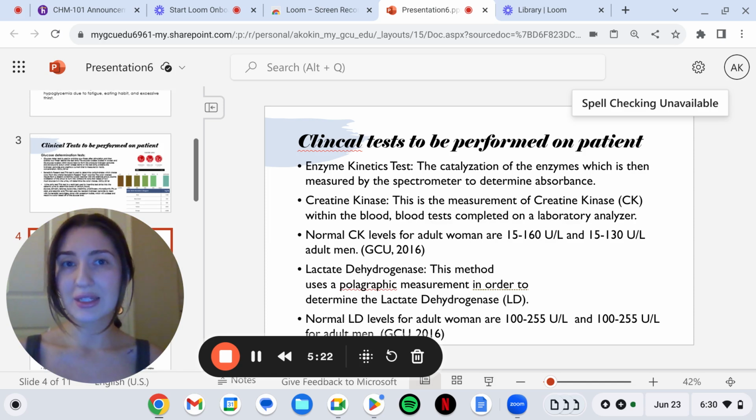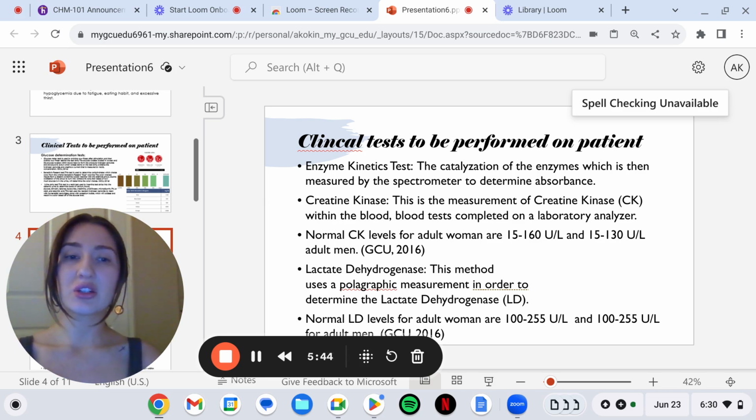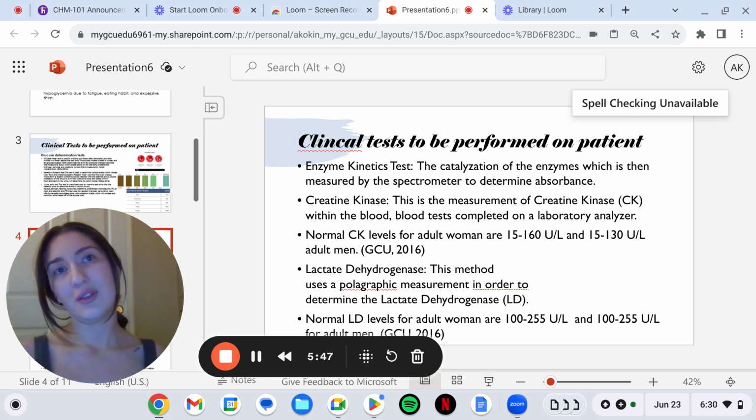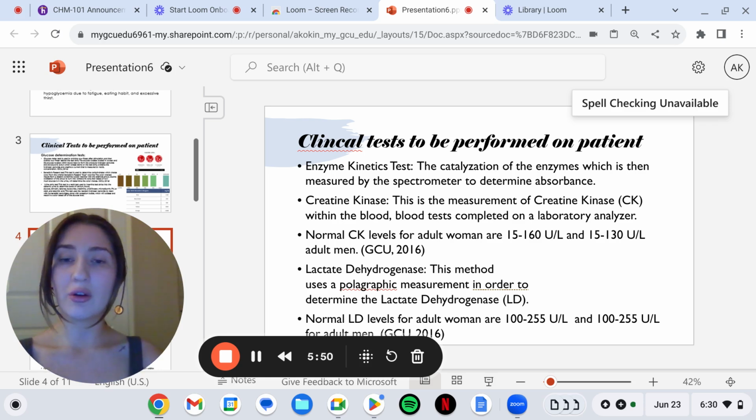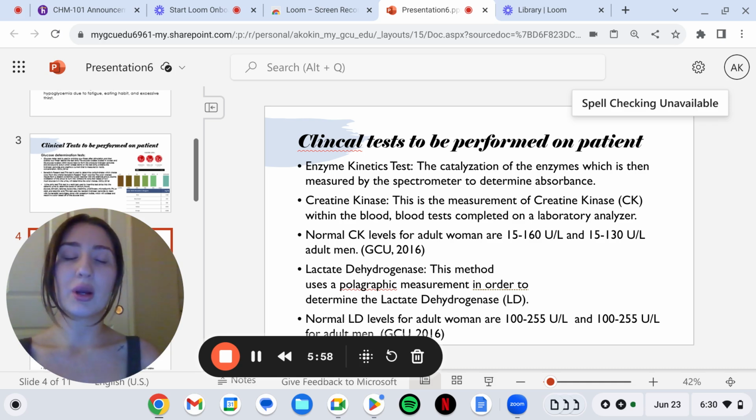So further clinical tests to be performed on my patient will be the CK test and the LD test, which is the creatine kinase test and the lactate dehydrogenase test. The CK measurement that is normal for adult women would be 15 to 160 U/L and 15 to 130 U/L for adult men. Whereas the normal LD levels for adult women are going to be 100 to 255 U/L and 100 to 255 U/L for adult men.